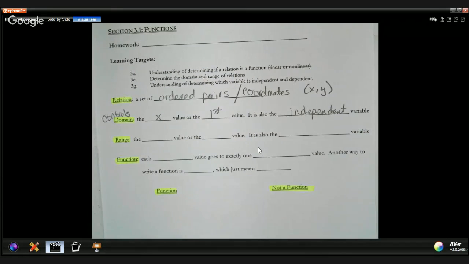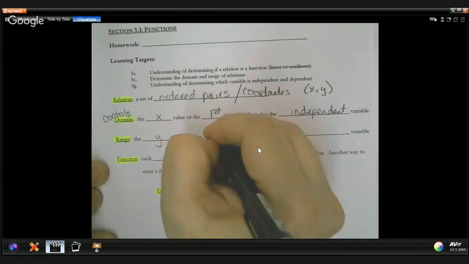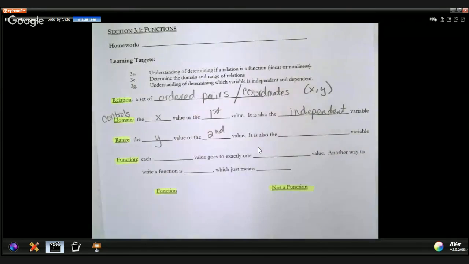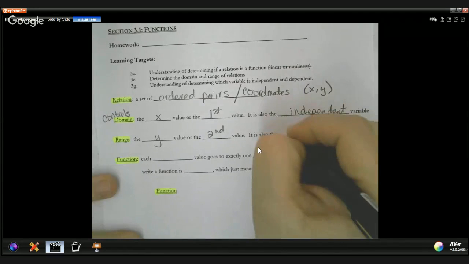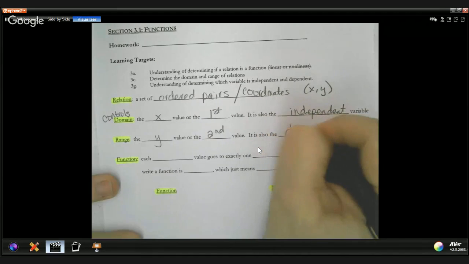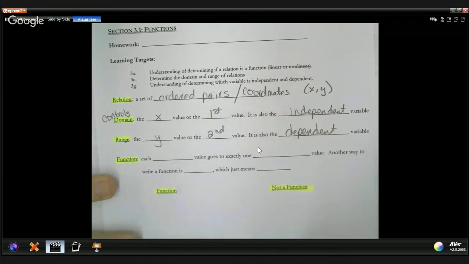The range is the y value, which is also your second value. The y value is also sometimes on the bottom or the right when you look at tables. The range is the dependent variable. So the range is going to depend on whatever the domain tells it to do.